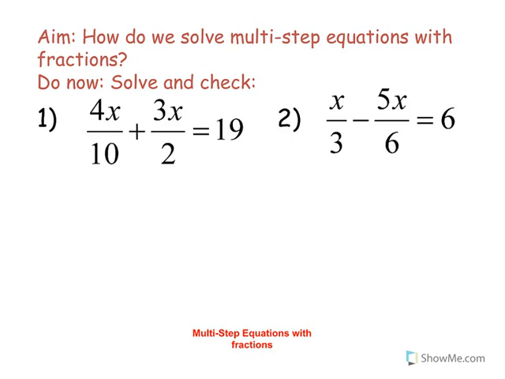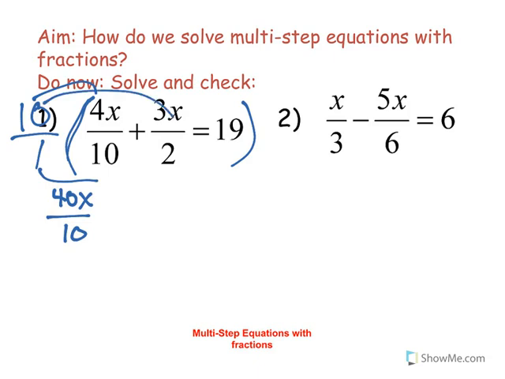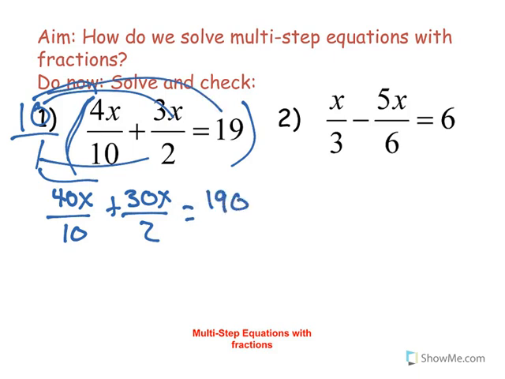So for the first do now question here, which you guys are going to do, of course, the common denominator is going to be 10. So I'm going to multiply everything on both sides by 10, which is going to give me 40x divided by 10. It's going to give me 30x divided by 2. And then here it's going to give me 190. So 40x divided by 10 is 4x. 30x divided by 2 is 15x. So this one's nice and easy.